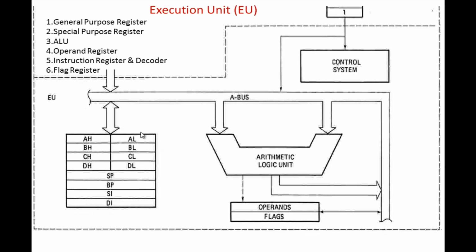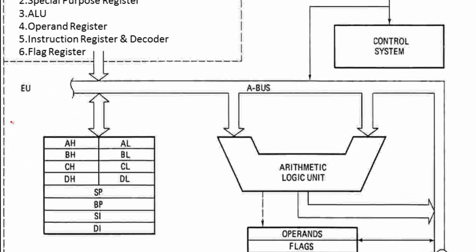First, we'll start with these general purpose and special purpose registers. These four are called the general purpose registers. These four registers are available for the programmers. Each general purpose register is divided into two parts, that is AH and AL, A high and A low. So combining them, we get the AX register.